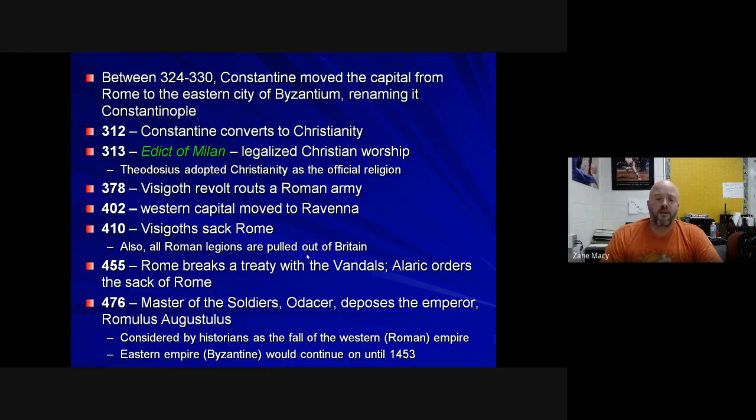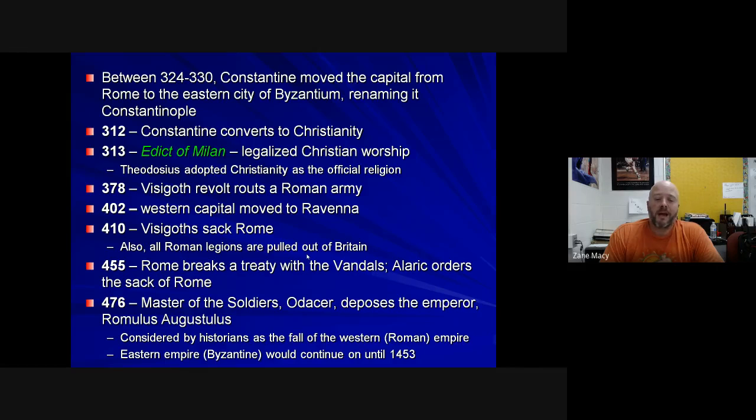Whenever the Romans break the treaty with the Vandals, the Vandal king Alaric ends up ordering the sacking of Rome. So Rome gets hit again. And again, with every one of these attacks on Rome, these attacks on the West, it grows weaker and weaker, whereas in the East, the empire continues to thrive, and you start to see more of a split between what was considered the Roman Empire in the West and the Byzantine Empire in the East.